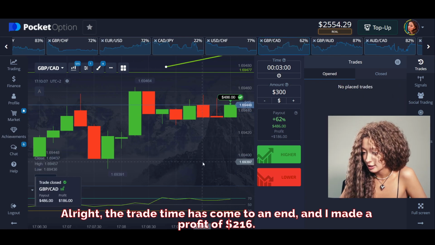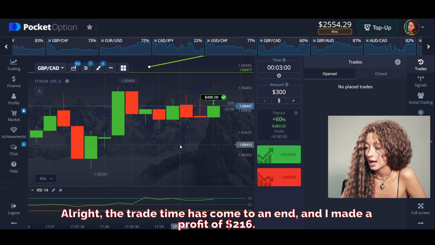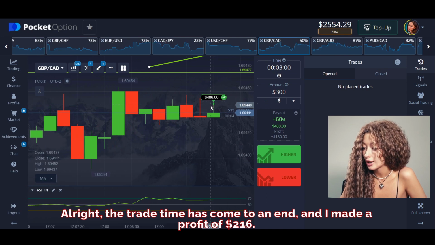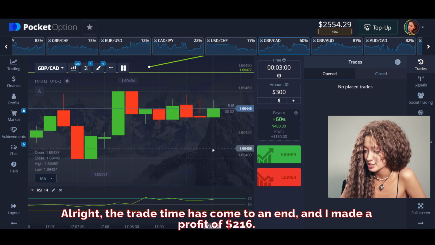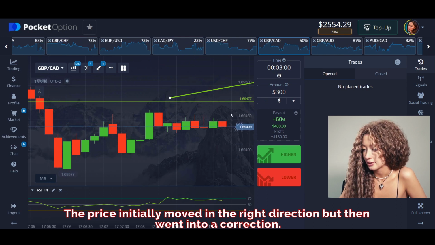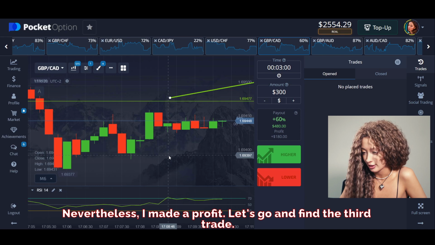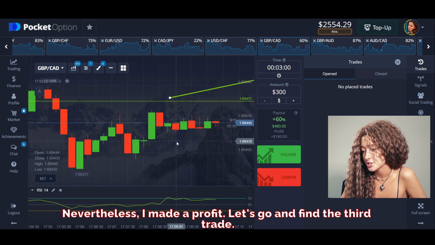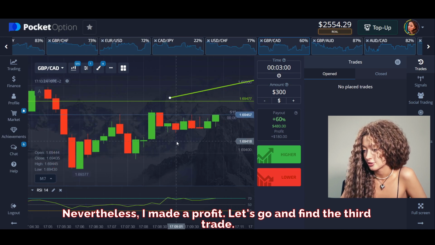Alright, the trade time has come to an end, and I made a profit of $216. The price initially moved in the right direction, but then went into a correction. Nevertheless, I made a profit. Let's go and find the third trade.